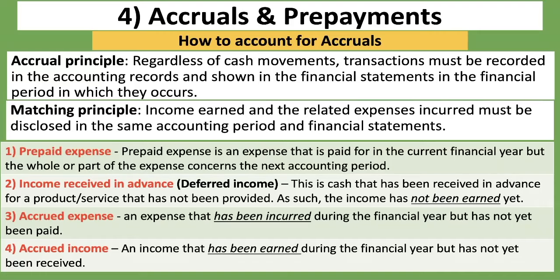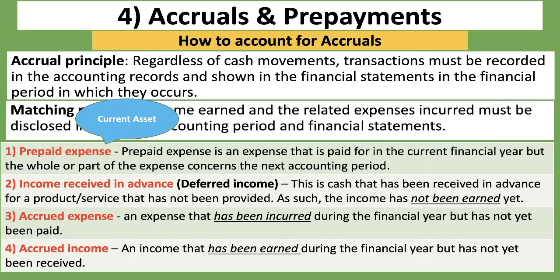So the first one that we're looking at here is prepaid expense. What element is it? Well, this is a current asset. Okay, prepaid expense is a current asset because you've paid for an expense in advance, but you've not incurred that expense yet. So that means that that money that you have already paid still belongs to you until you have incurred the expense. That's why it's an asset and it's a current asset.